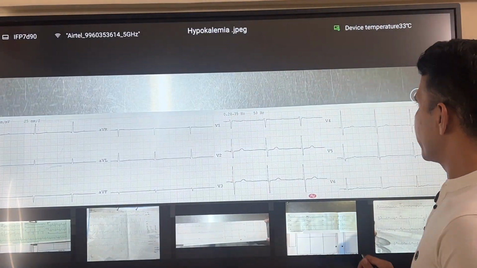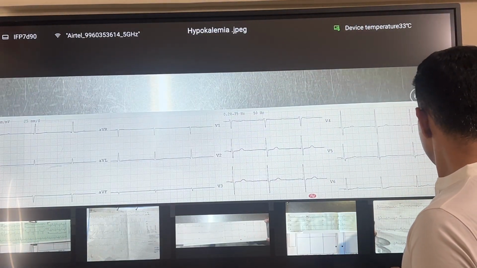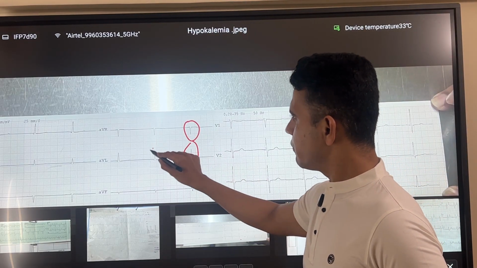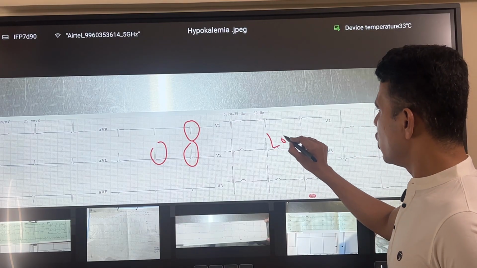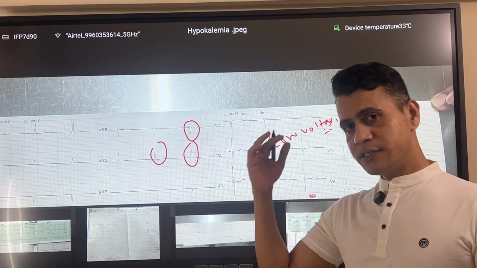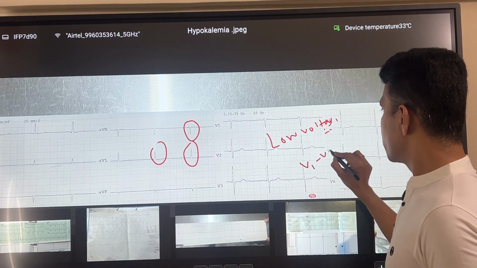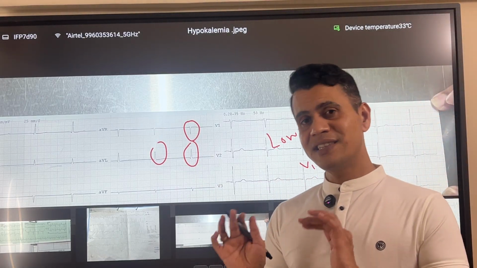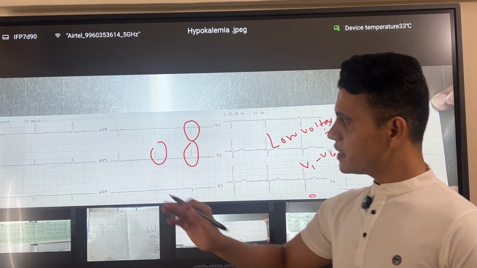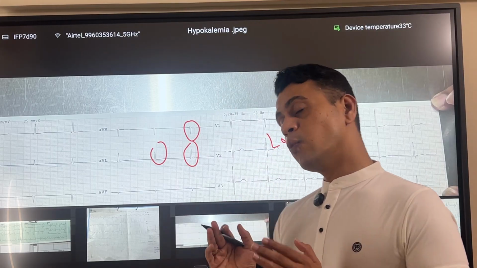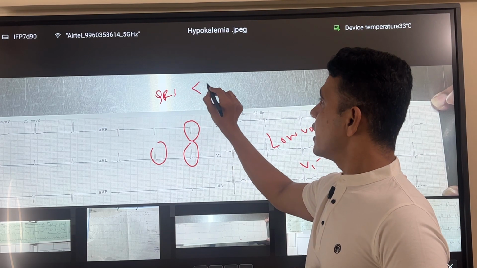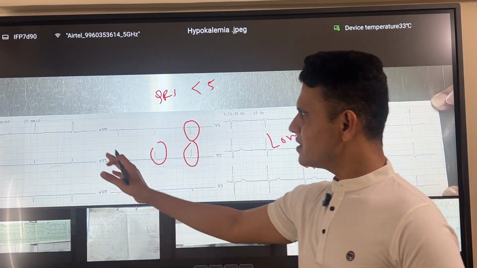So this is one more example of hypokalemia. What we can see here is that the QRS complexes are very small. To call it low voltage, what we need to know is that in chest leads, V1 to V6, the QRS must be less than 10 millimeters, and in limb leads, that is AVL, AVR, and leads 1, 2, 3, the QRS must be less than 5 millimeters. Here it is more than that.